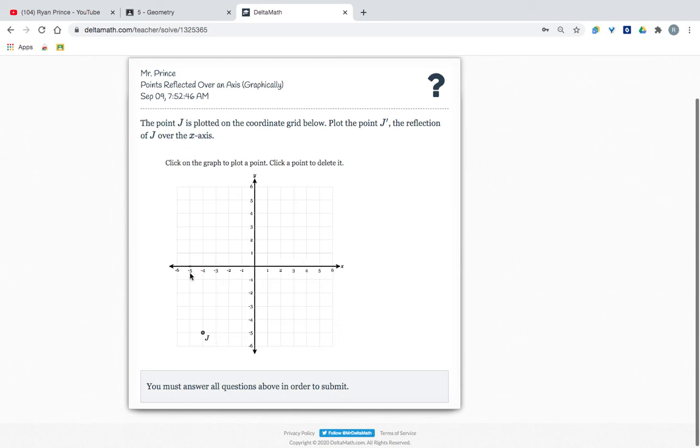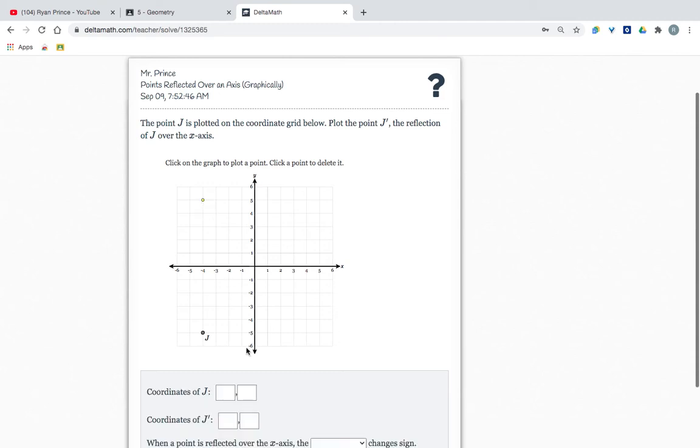This is the x-axis, goes left to right. J is here. So what we want to do is see how many boxes between here and the x-axis, and then keep going the other way. That's one way of doing it, and then we'll talk about the other way. So if we go 1, 2, 3, 4, 5 boxes, we get back to the x-axis. So let's go 5 the other way. 1, 2, 3, 4, 5. I could click it there.